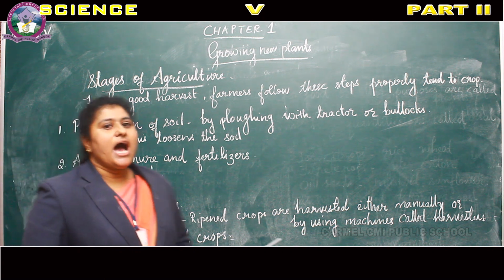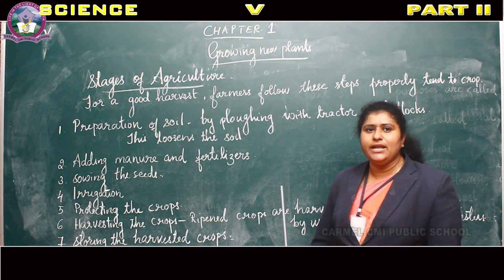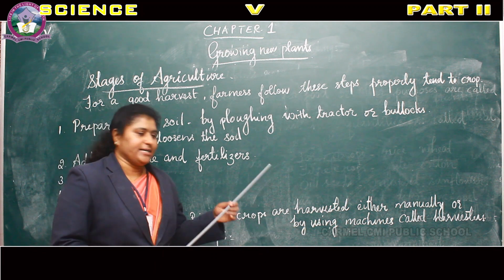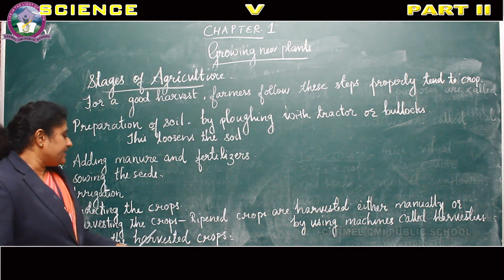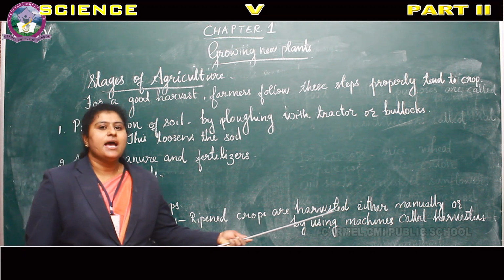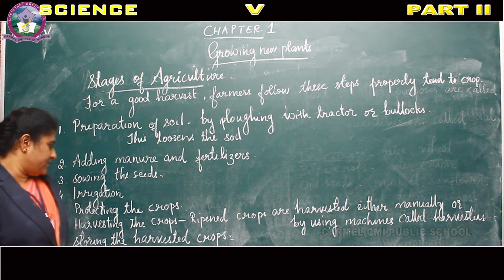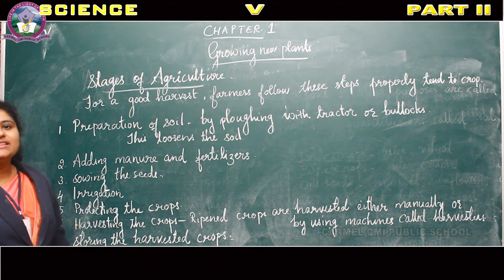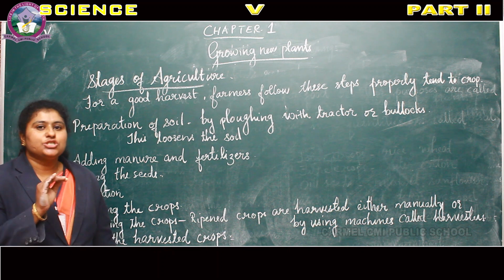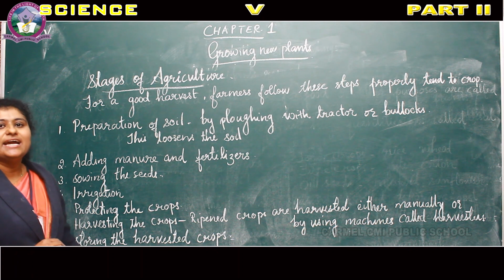Next one is harvesting the crop. Ripened crops are harvested either manually or by using machines called harvesters. The last step is storing the harvested crops. The harvested crops we must store in well ventilated rooms, in the granaries.